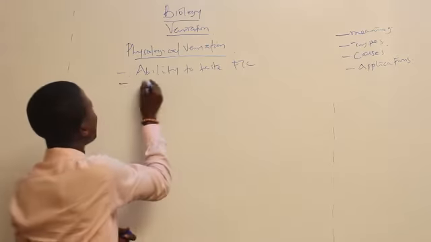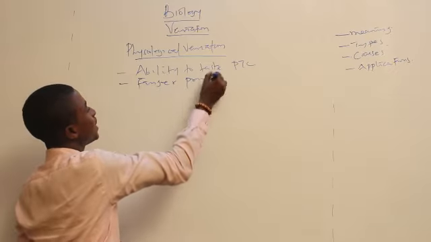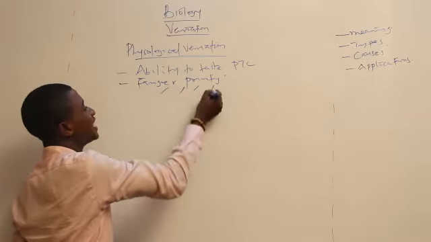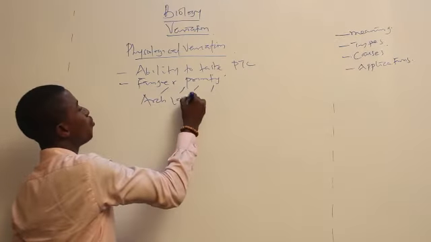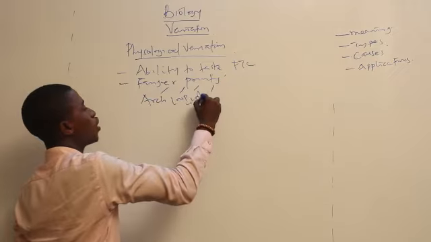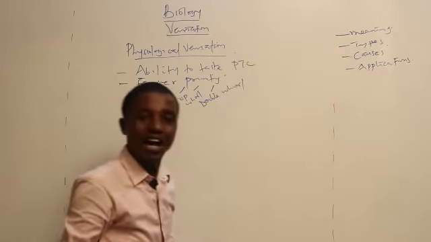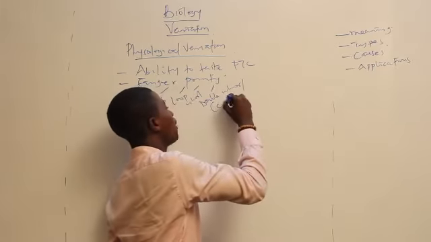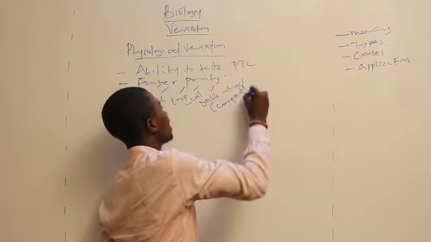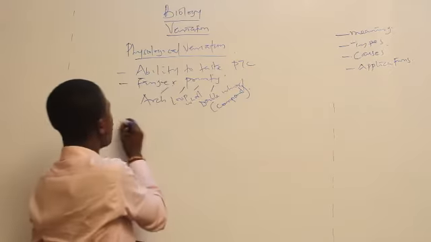Another one is fingerprinting. Now, fingerprints are basically divided into four. You either have arc, you either have loop, you either have whorl, or you have double whorl. Double whorl is also known as what? Compound. It's also known as compound. So those are the different types of fingerprint.